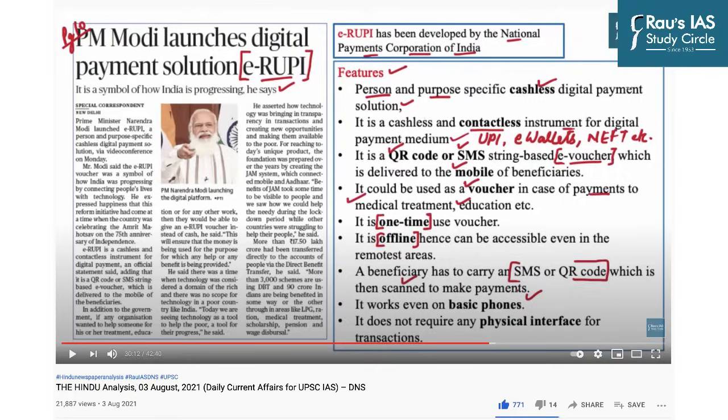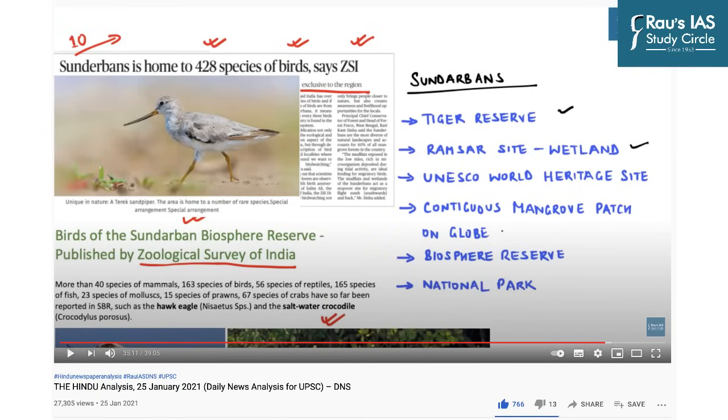Now, other important news, for example, digital voucher payment system has already been discussed by Jatin sir, and if you want to watch this DNS, you can click the link in the description below. Then the next news, Sundarbans is now drowning in plastic, has already been dealt by Naved sir in DNS dated 25th of January 2021. The link of that as well has been given in the description of the video. Let us now move on for the question of the day.